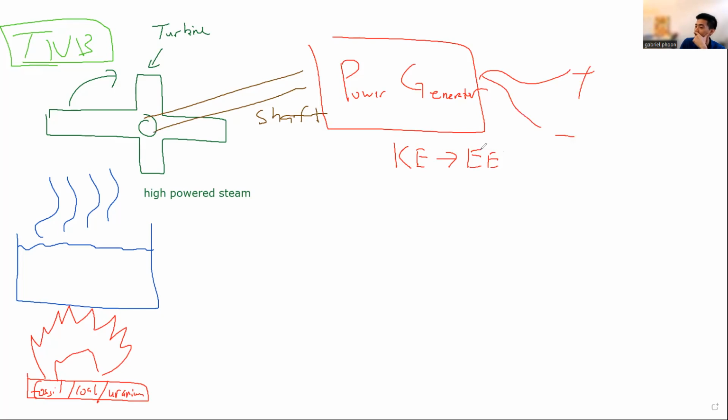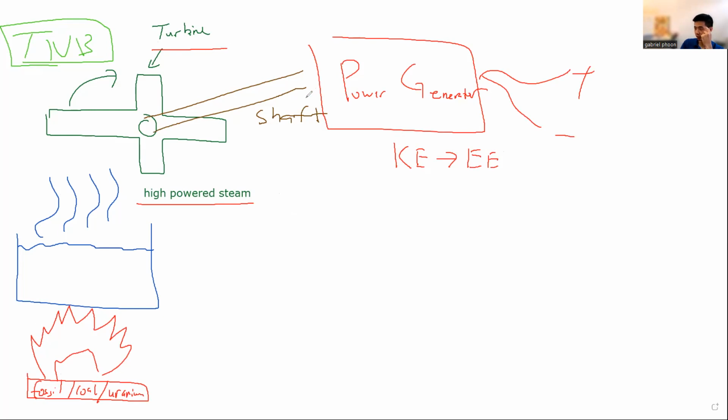Do you understand what I'm talking about? This is how we generate electricity in Malaysia, by the way. Okay, so it starts off with the fossil fuel being burned. This will be used to boil a big pot of water. This big pot of water will generate high-powered steam, which is used to spin the turbine.